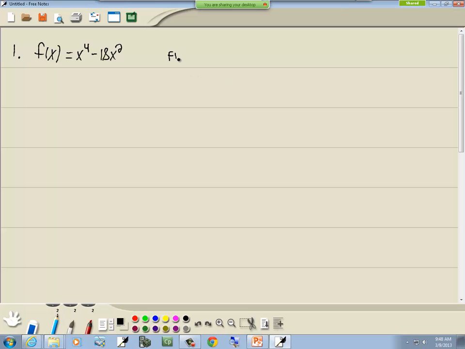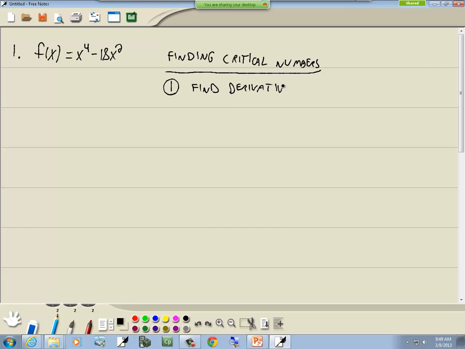So finding critical numbers. Well, step one. Find the derivative. So for this one, the derivative, again, we've got x to a power, so take your power, put it up in front, lower it by 1. So that gives us 4x to the third, minus 18. Take your power, put it up in front, lower it by 1. So that gives us 4x to the third, minus 36x.